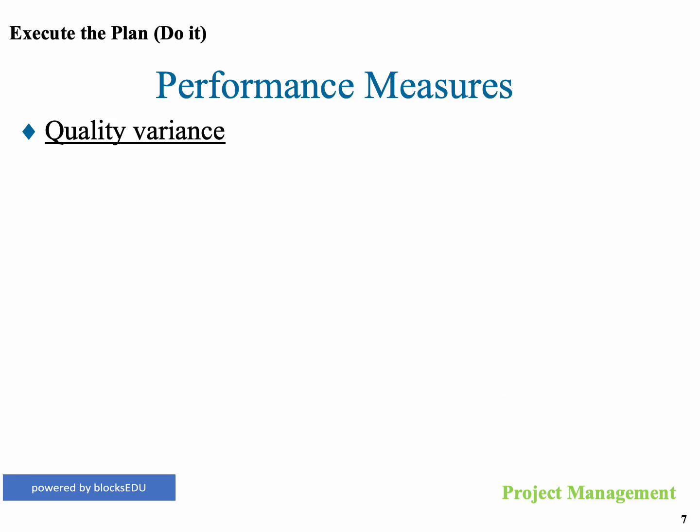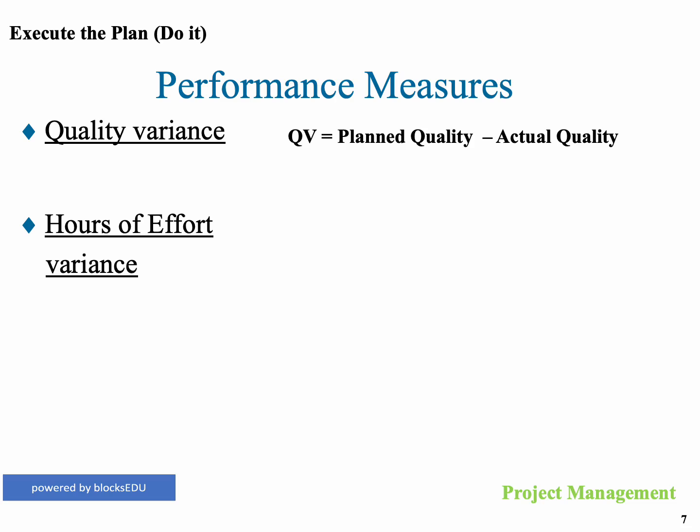There are two more performance measures that we consider. One is the quality variance. And when we talk about quality variance, we're talking about what our planned quality was and what our actual quality is. What standard are we delivering, or are we producing the deliverables to? And we need to say, this is what we planned, this is what we're actually doing, and do a comparison to those two items.